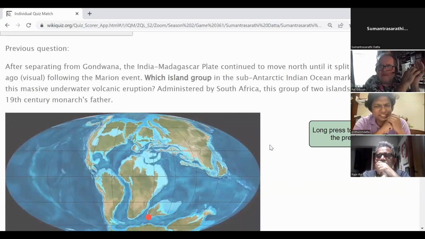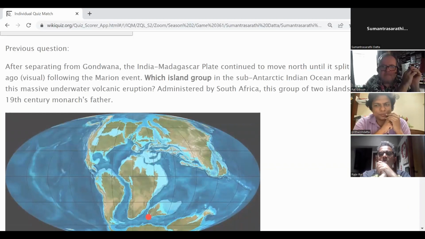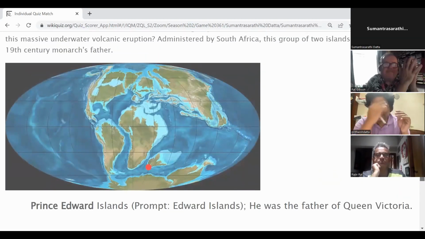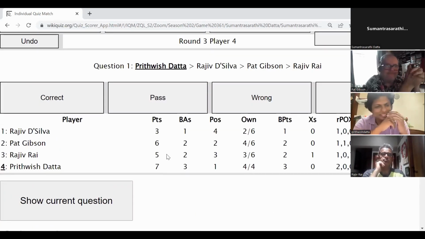This is Alexander. Is it Prince Edward Islands? No, this is the Prince Edward Islands, is the one. Ah, Prince Edward, father of Queen Victoria. Yeah, surprisingly, is the other one there.